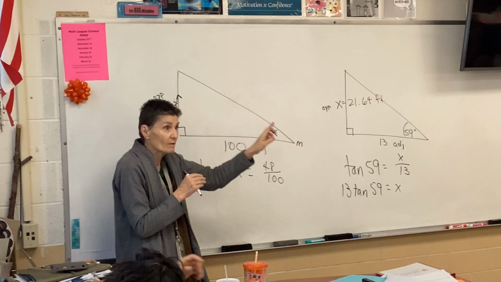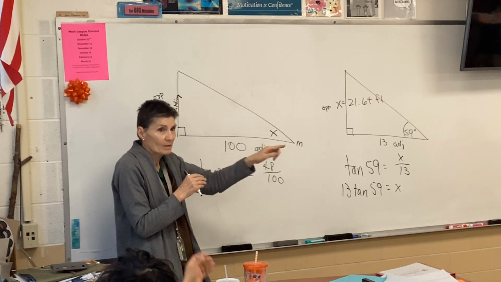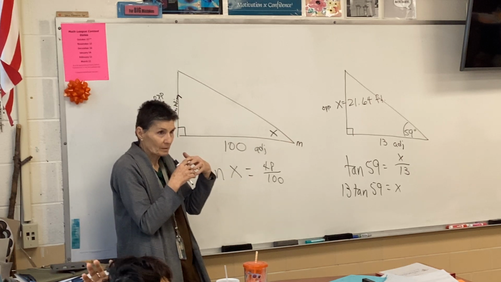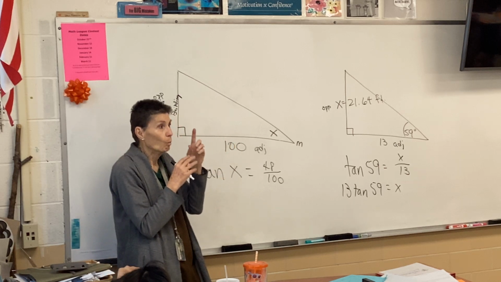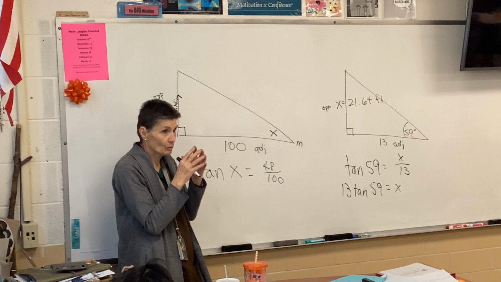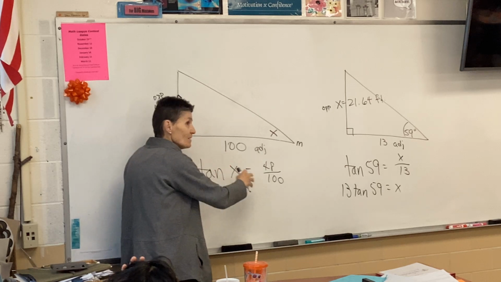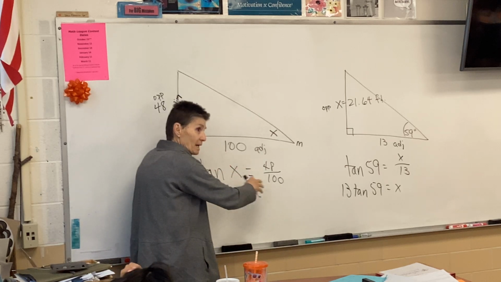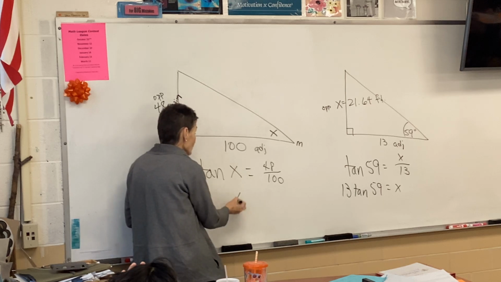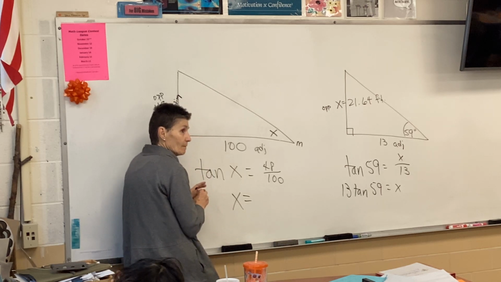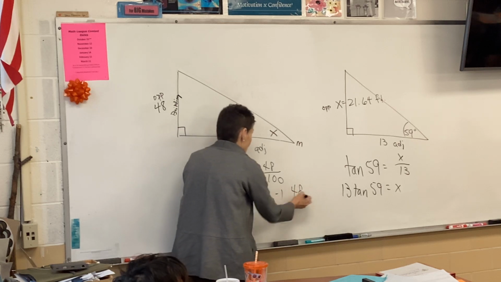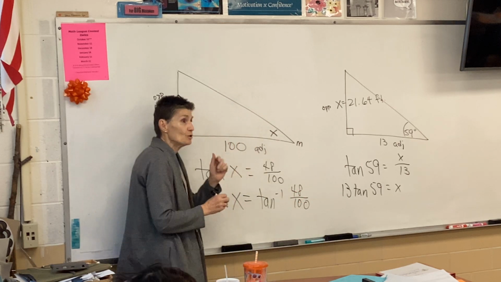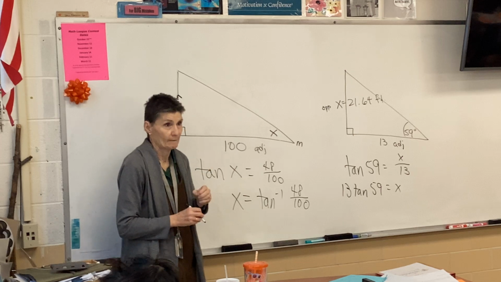Now this one is a little different. This is the very last thing we did yesterday, a problem like this. Look at your notes. It would be question B. What did we do? There's no division, there's no multiplication. How do we get x by itself? Second inverse tangent, that's exactly right. I have to use my inverse function.